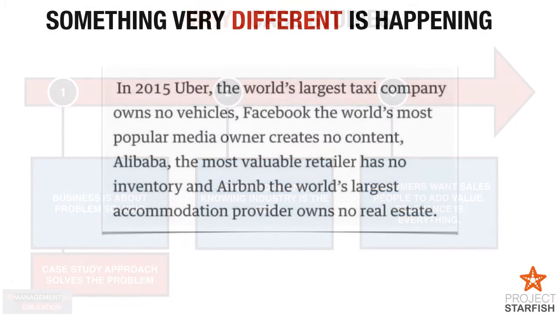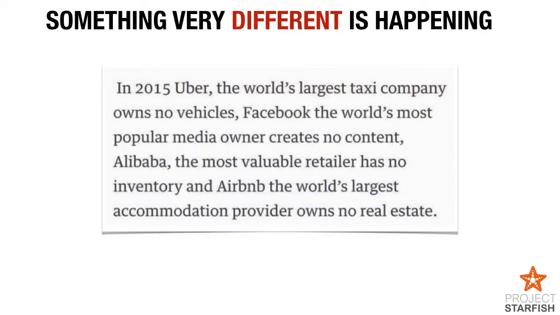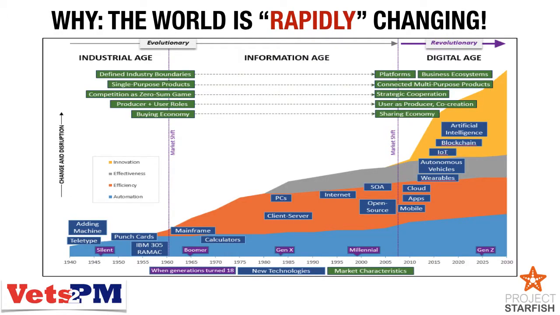So, long story short, there's a lot of change happening in the industry. Look at what's happened due to Uber. Look at Facebook, which doesn't generate content, but is the biggest content company today. Or Airbnb, which is the largest accommodation provider, and they own no real estate. Now, why is this happening? Because the world is rapidly changing from one age to the other.